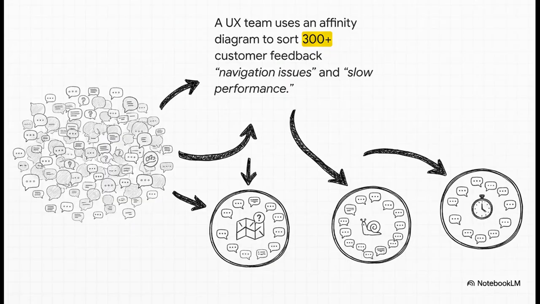Let's make this real. Imagine a UX team has over 300 different customer comments. Total chaos, right? By using an affinity diagram, they can start sorting that feedback into clear buckets. And suddenly, it's not 300 separate issues anymore. It's 3 major themes, like navigation issues, slow performance, and payment problems. And just like that, they know exactly what to prioritize on their product roadmap. That is clarity from chaos.